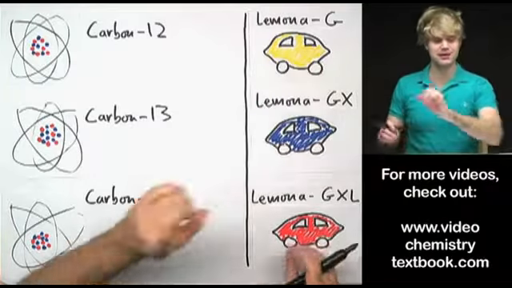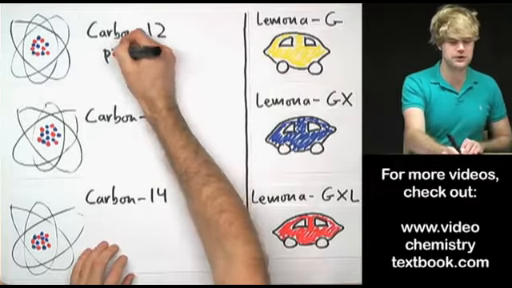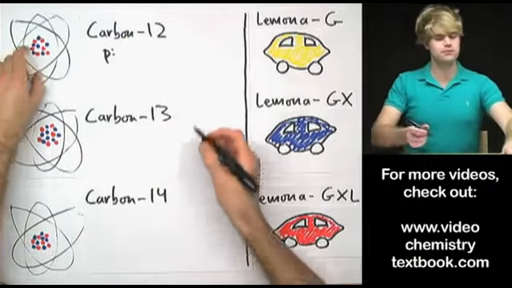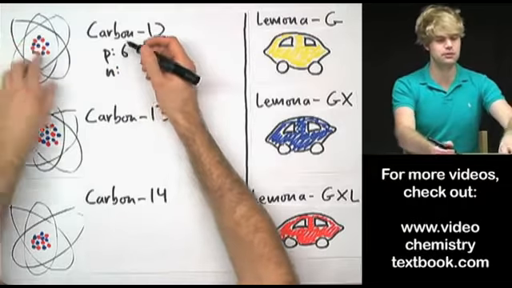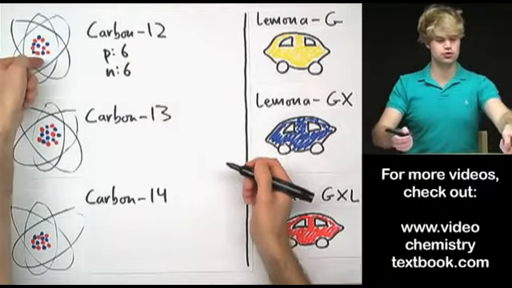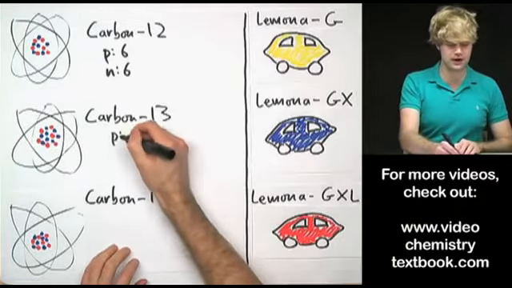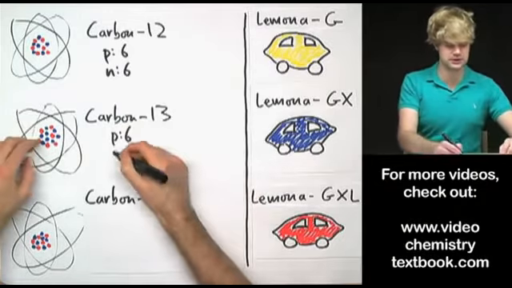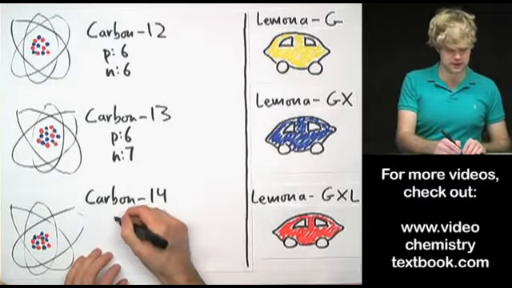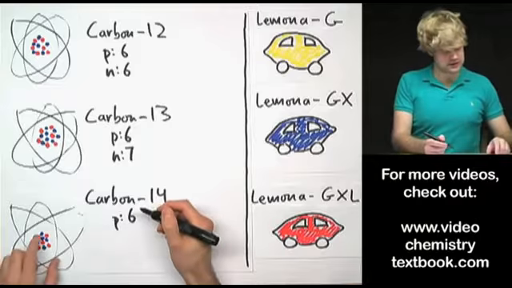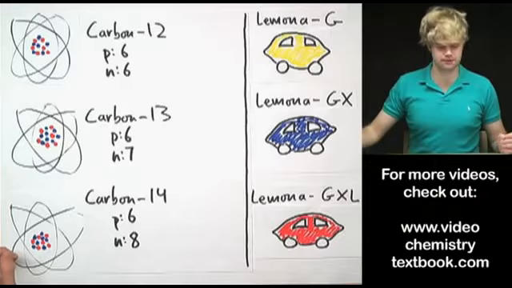Like we did with the Lamona, let's look at how each one of these different types of carbon differs. Okay? So, if we count the number of protons in carbon-12, we'll see that it has 6 protons, and if I count all the blue spots here, I have 6 neutrons. Okay? Carbon-13, 1, 2, 3, 4, 5, 6 red spots, 6 protons. In this one, I have 7 neutrons. And in carbon-14 down here, I have 6 protons, and I have 8 neutrons.